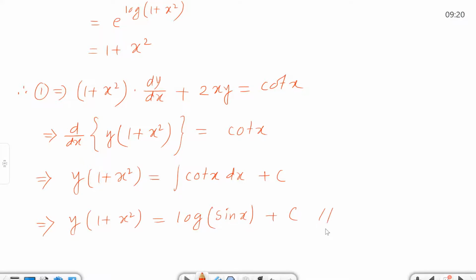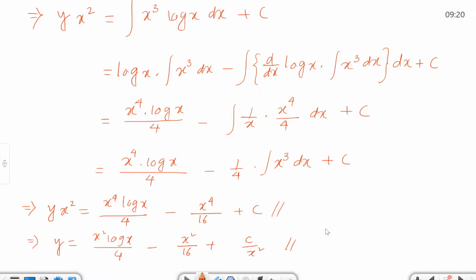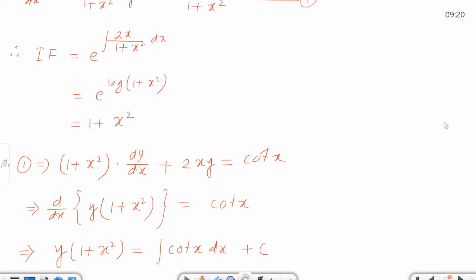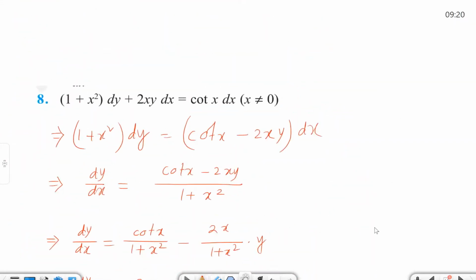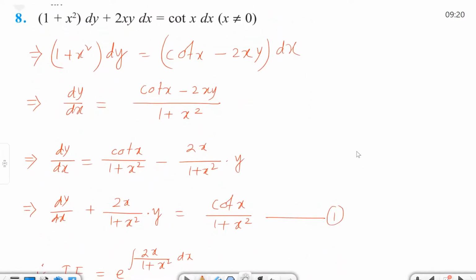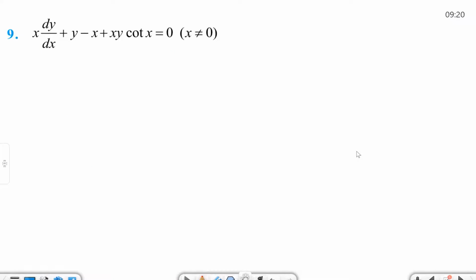That is the solution of the problem, and now we take the next one. This question is number 8. Right, so now we take the next one, number 9, and this problem I will just make homogeneous for you, and then the rest of the section you can solve yourself.